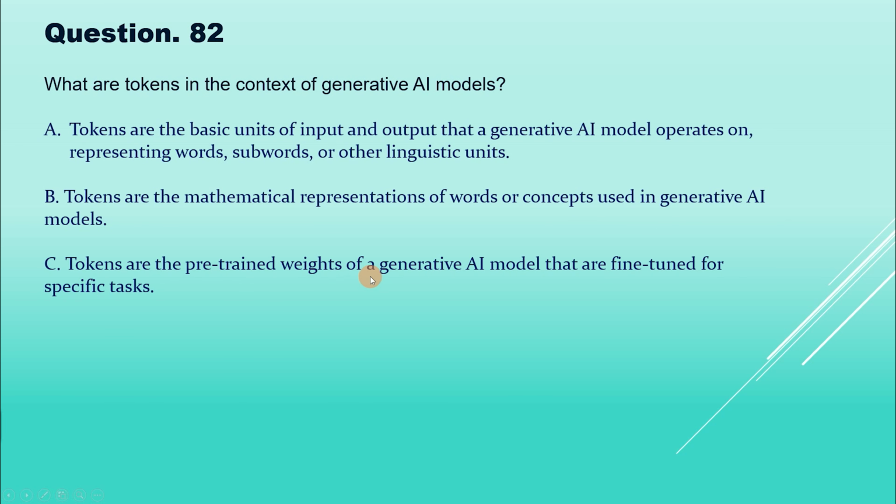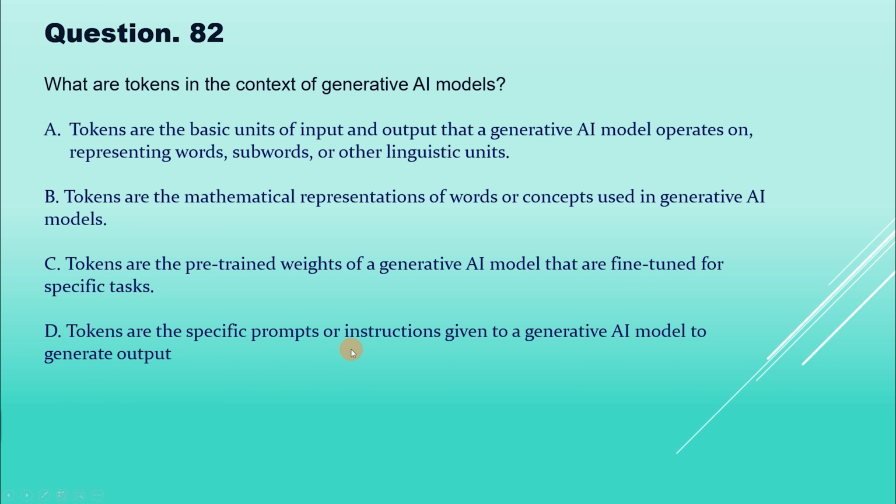Option C, tokens are pre-trained weights of a generative AI model that are fine-tuned for specific tasks. Option D, tokens are specific prompts or instructions given to generative AI model to generate output. Take your time to guess the correct answer. And the correct answer here will be option A.